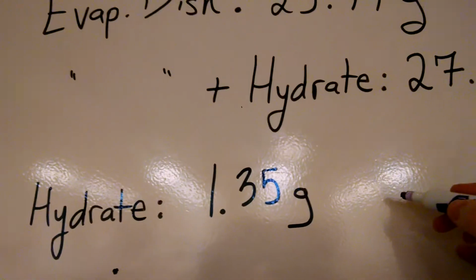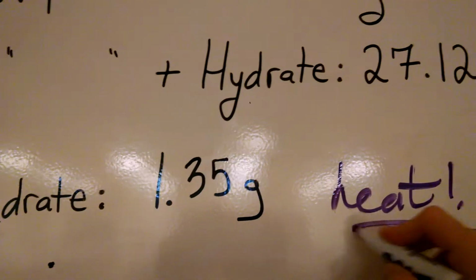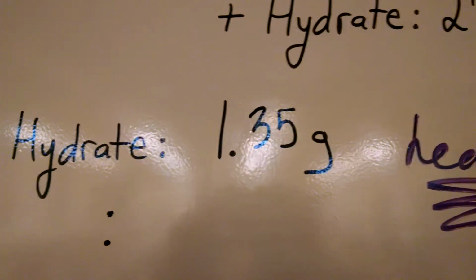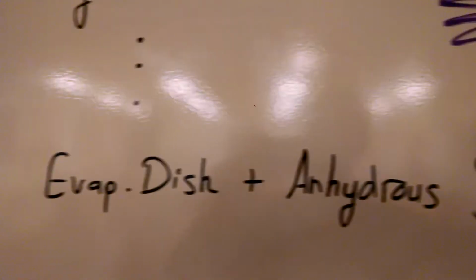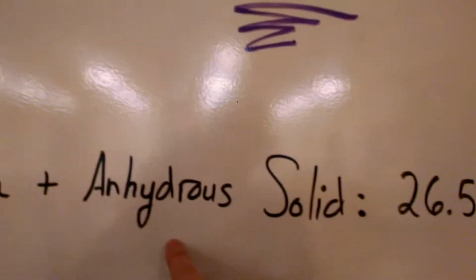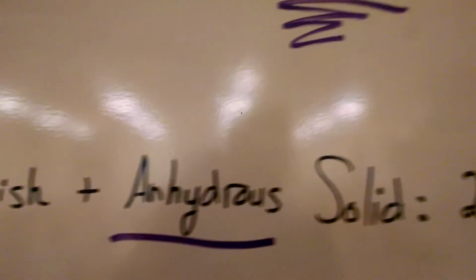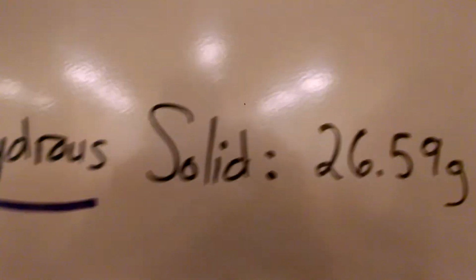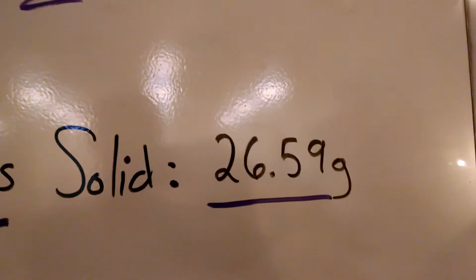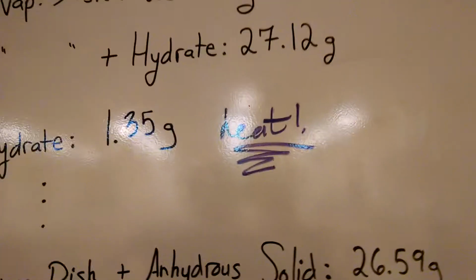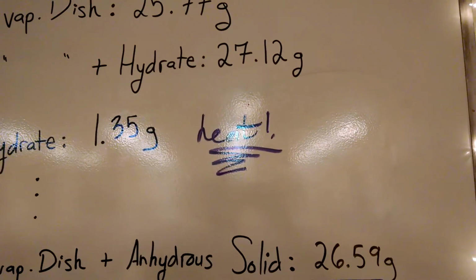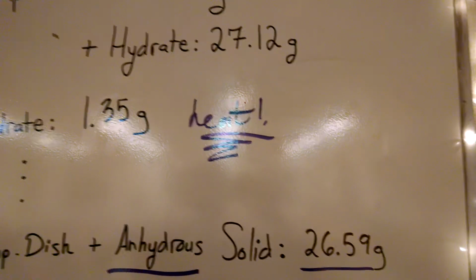All right, so at this point we're going to heat it up over the burner, after, I don't know, 5 or so minutes of constant heating. We're going to end up massing this thing after it cools, and we get an evaporating dish and anhydrous solid. Again, anhydrous means no water, so hopefully all the water is gone. Let's say we get a mass of 26.59 grams. It has to be lower than the initial mass. It doesn't make sense if you lost water and somehow gained mass. So now we lost some water.